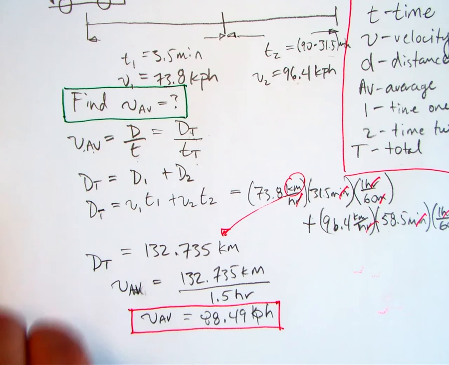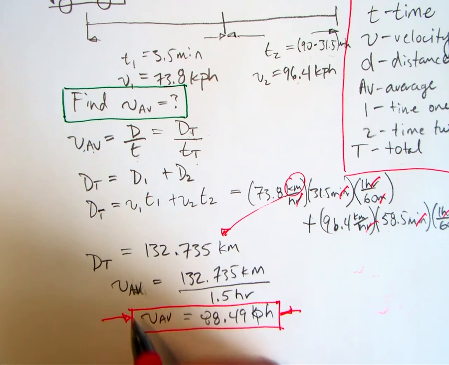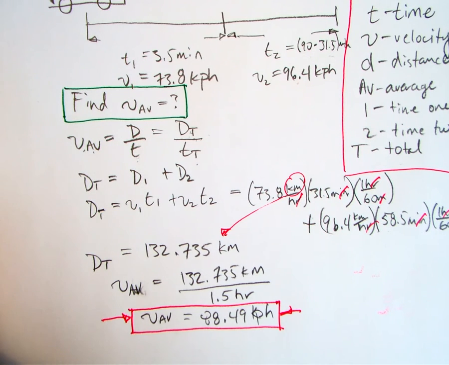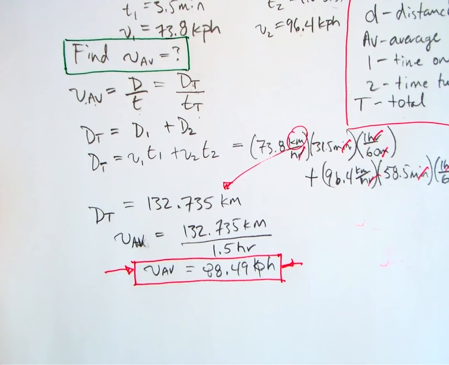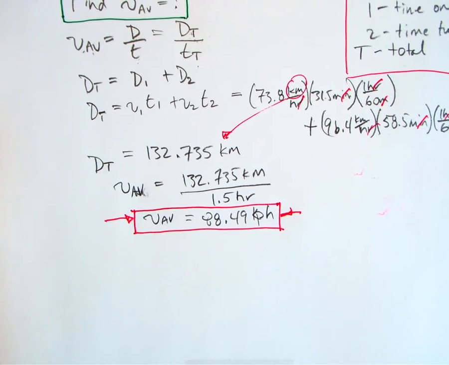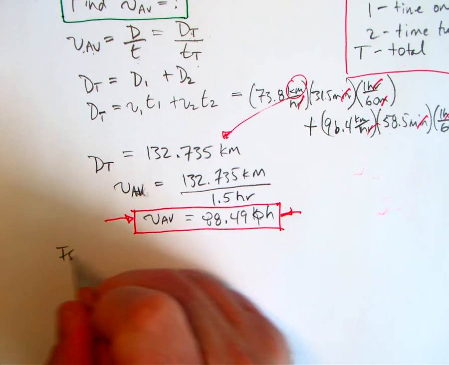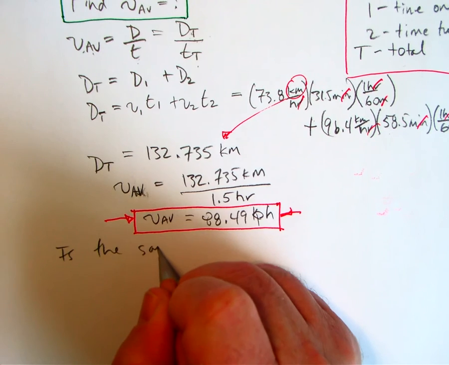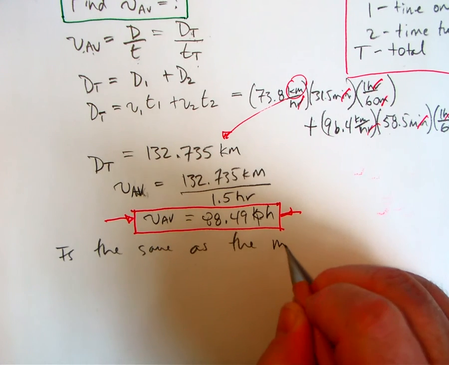But while I'm doing that, I want to ask you a question. Could we have found that a different way? Because a lot of times when we say average, and we've talked about this in class before, it means something a little bit different here in physics than it does in math, okay? Some people, when you say find the average, will ask, is this the same as the mathematical average?